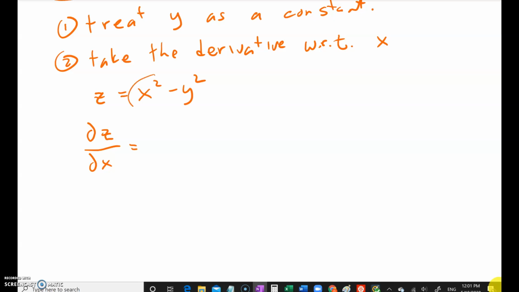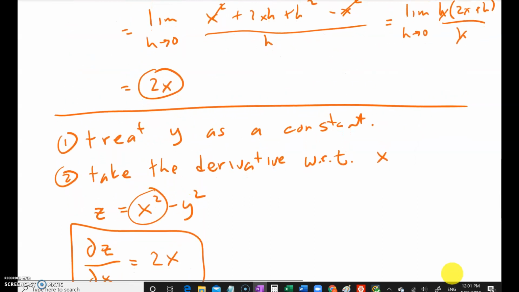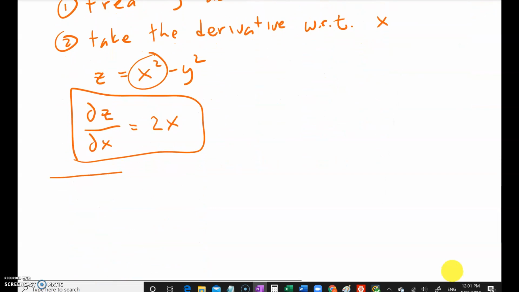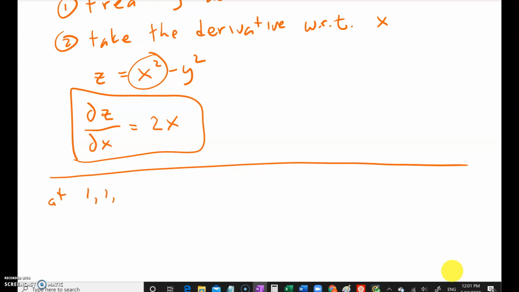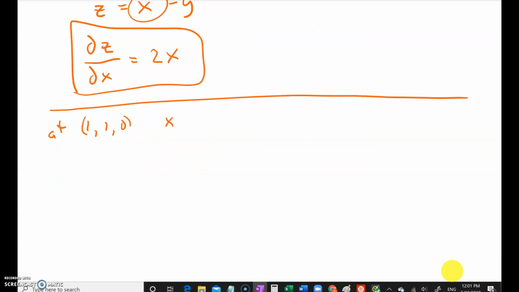So it's equal to the derivative of x squared, which is 2x, and then minus y squared, but y is a constant, so that drops out. So the answer is 2x. Same as we got doing it the long way, 2x. But now I can answer that question. What happens at the point 1, 1? So at the point 1, 1, 0, well, now you just plug it in. So x is 1, y is 1, z is 0, but in this case, my derivative has just x.